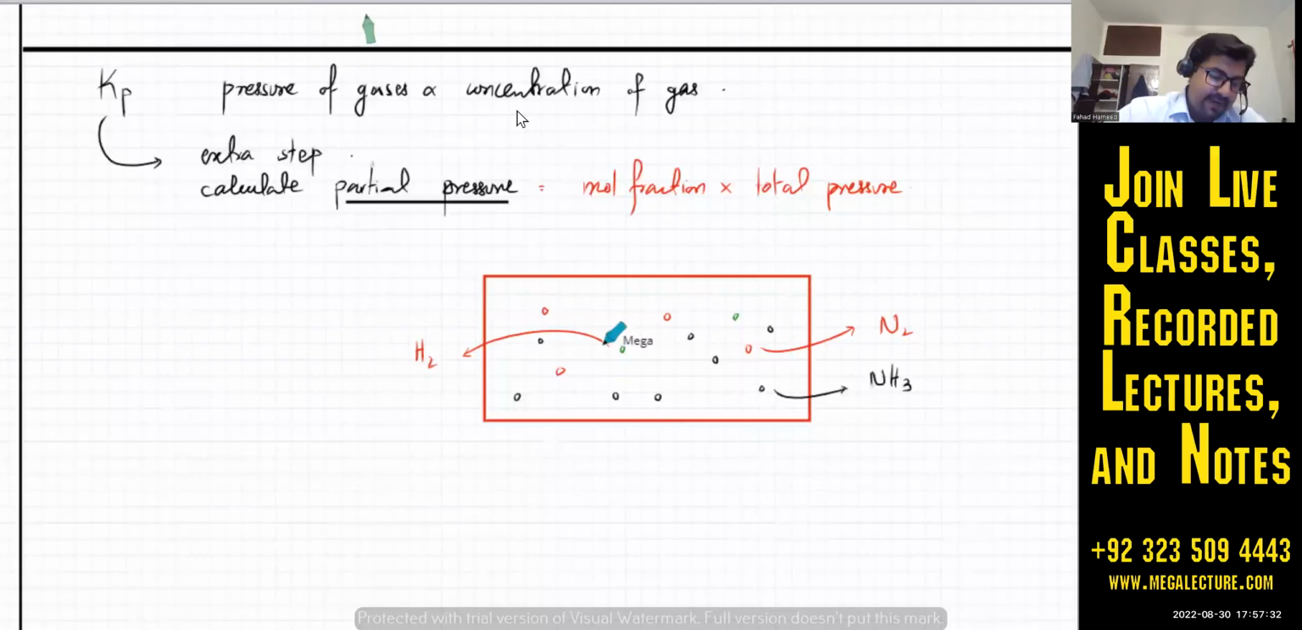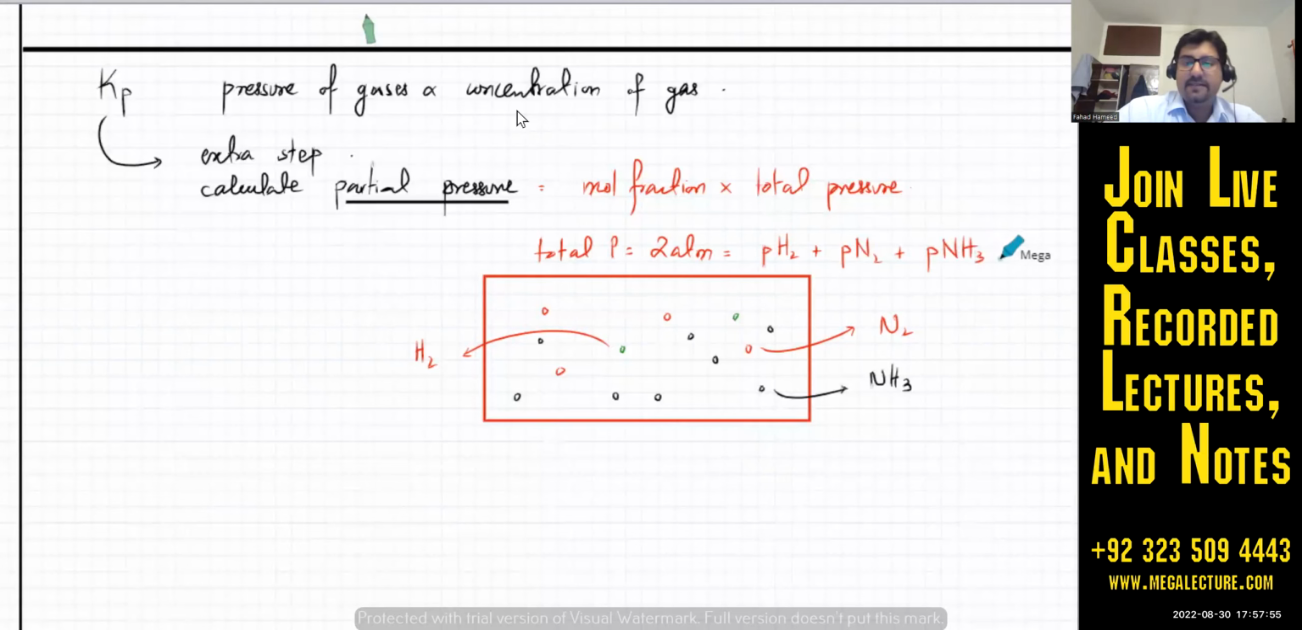Anyway, so once you've figured this out, you know the total pressure that is exerted by all three gases combined, वो दिया होगा क्वेश्चन में, total pressure is let's say 2 atmospheres. What is the total pressure? It's the pressure exerted by the H2 gas, plus the pressure exerted by the N2 gas, plus the pressure exerted by the NH3 gas. तो तीनों का combined है, so individual pressure होगा तो it's going to be mole fraction.